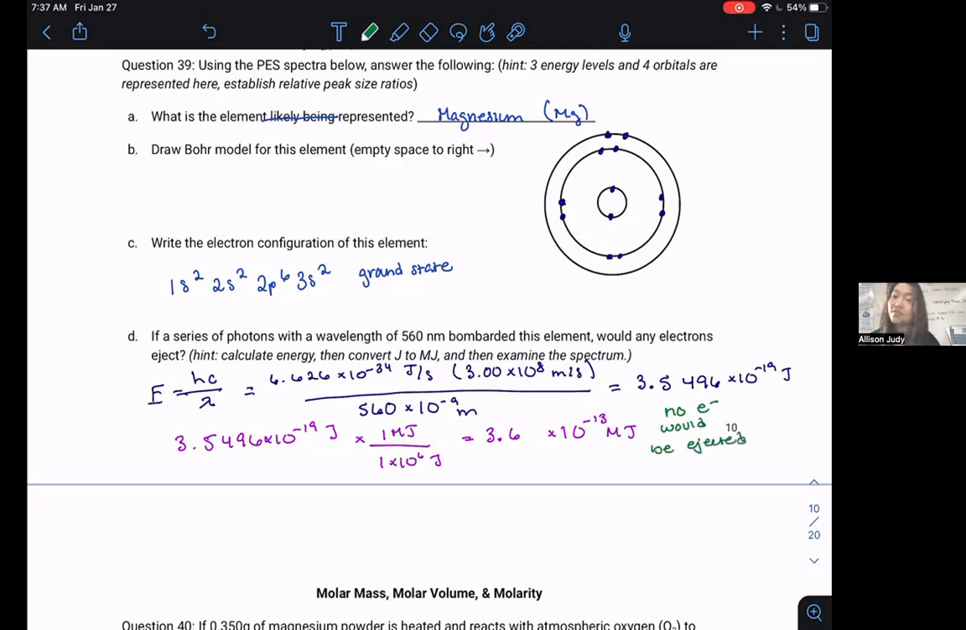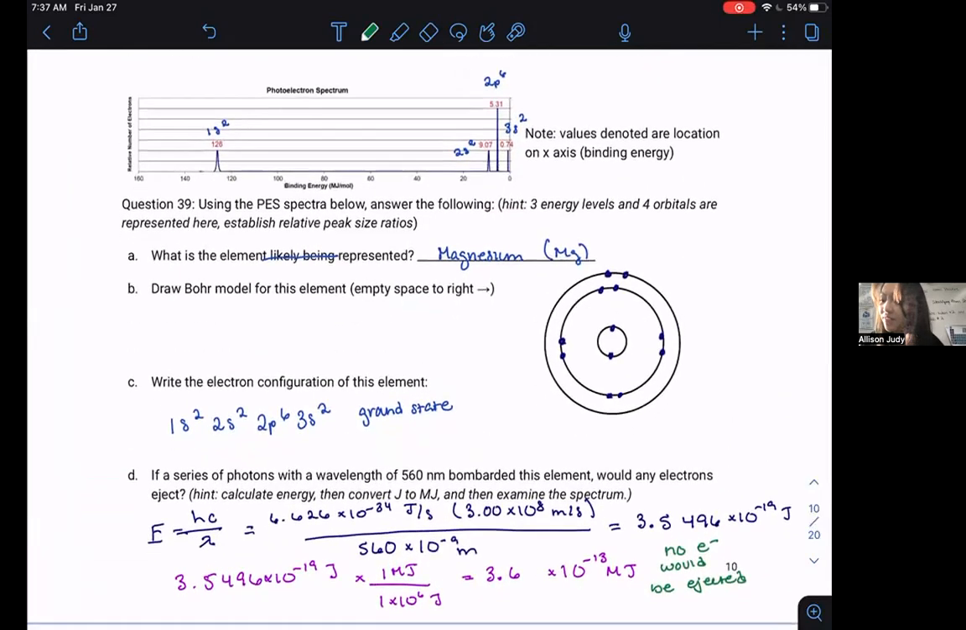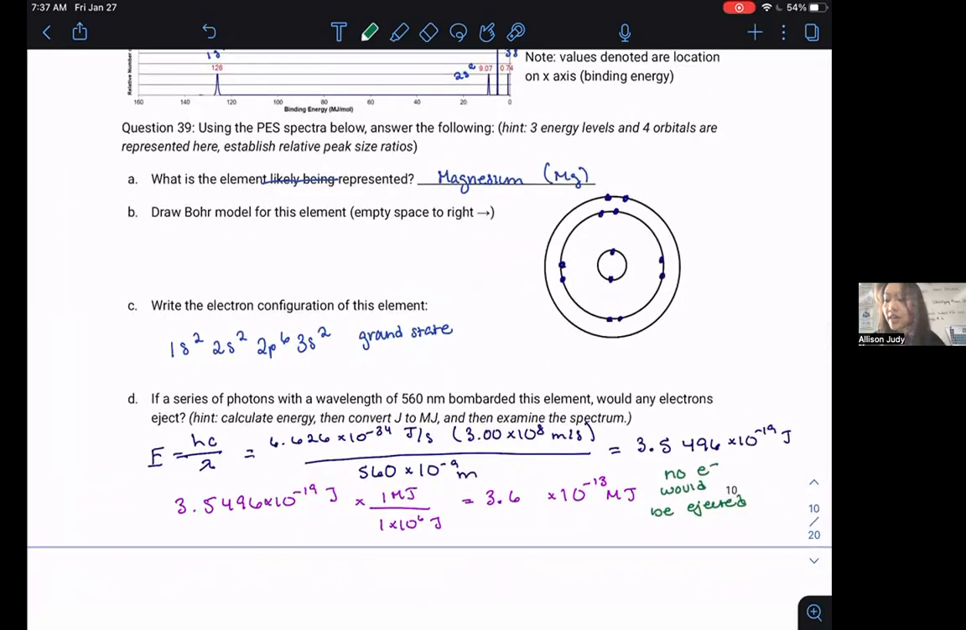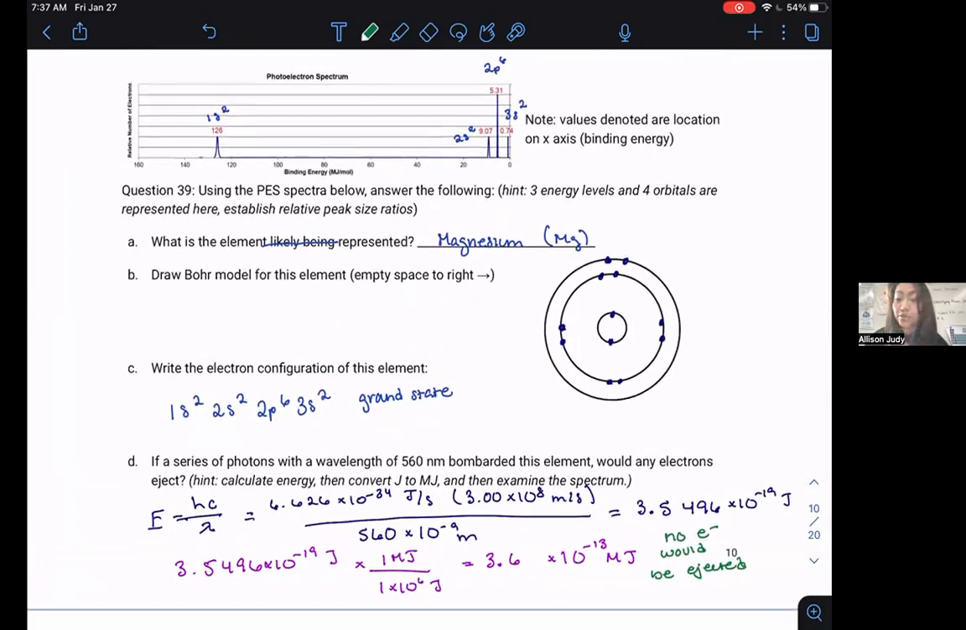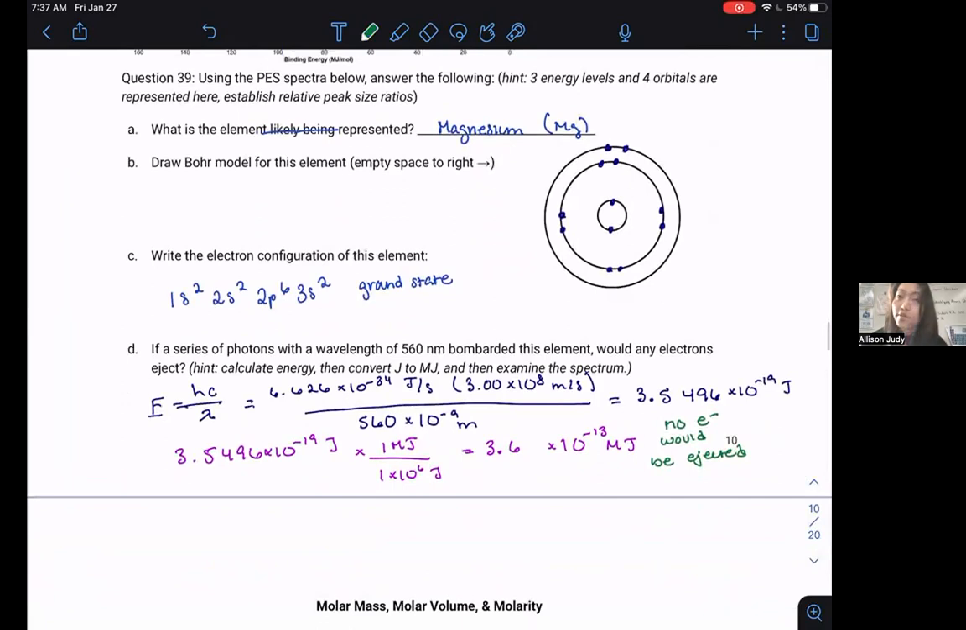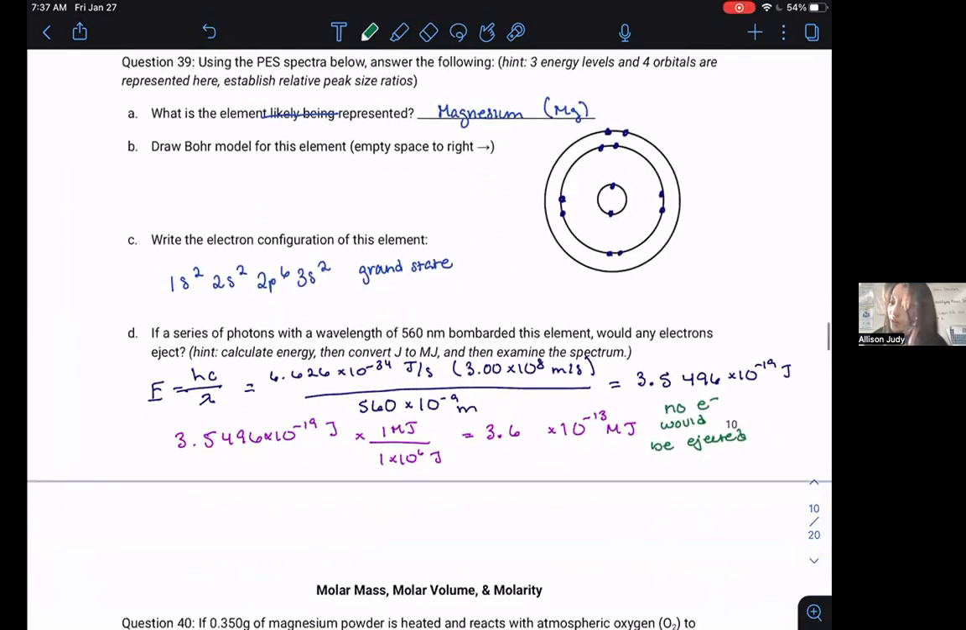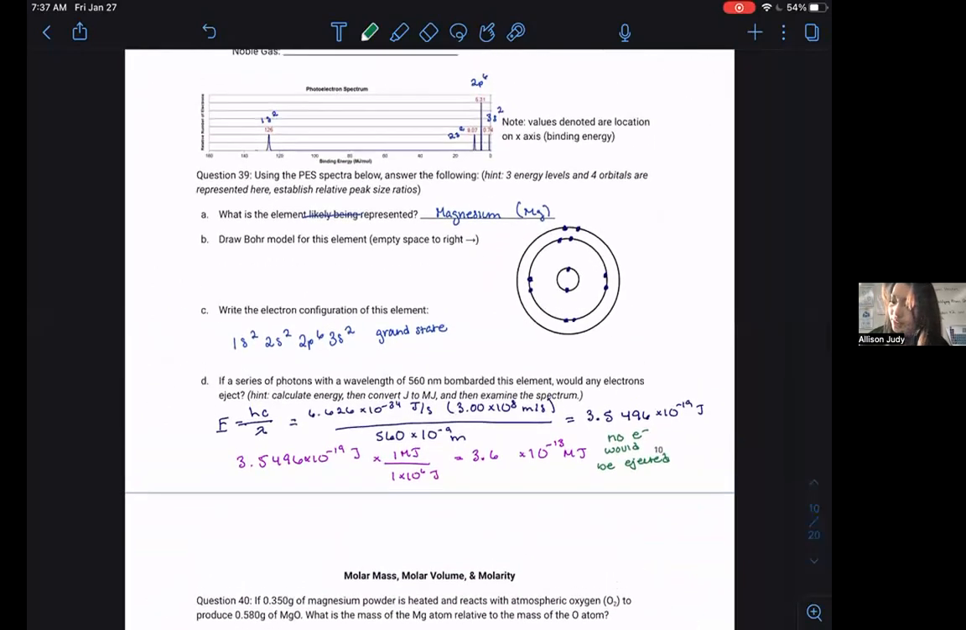Because based off of our spectrum, we'd have to have at least 0.74 megajoules to even get the outer electrons, the valence electrons in energy level 3, orbital S, and 2 of them to eject, right? Or even 1 of the 2 to eject. So, excellent work. That's your first conceptual.